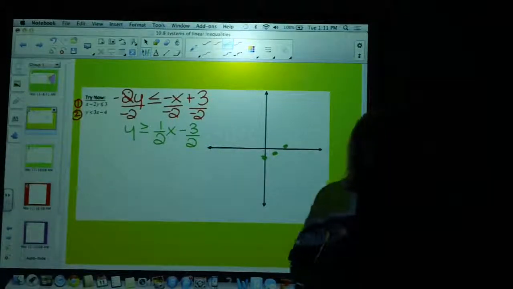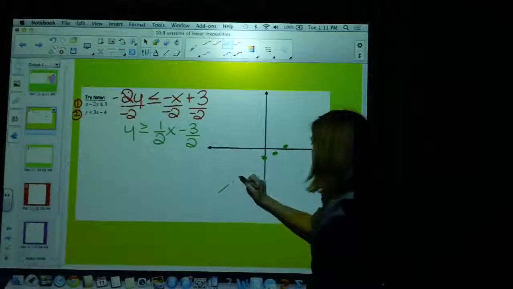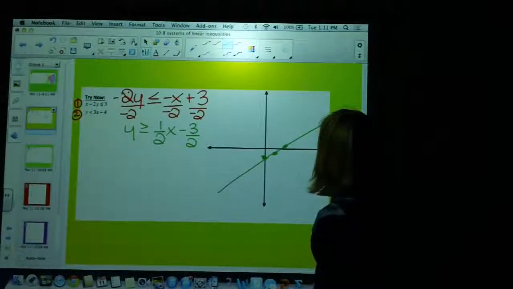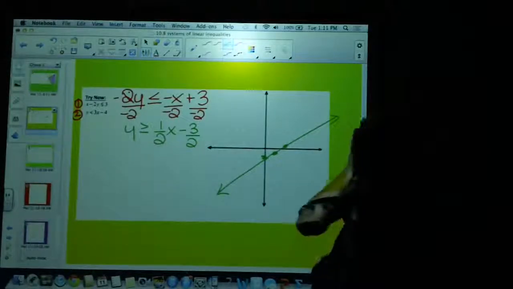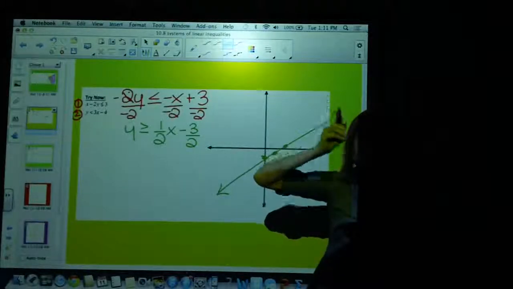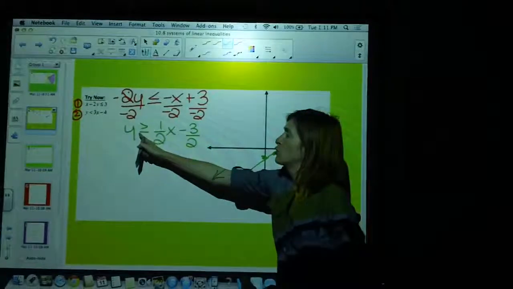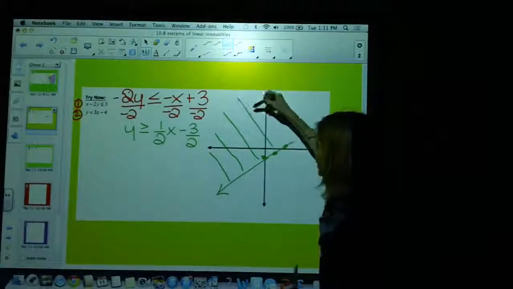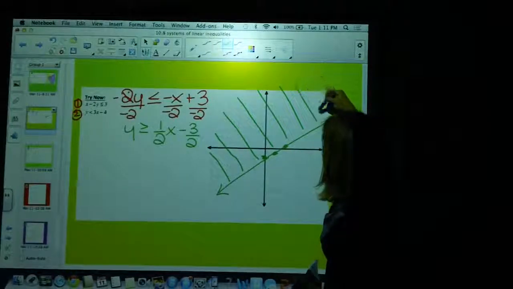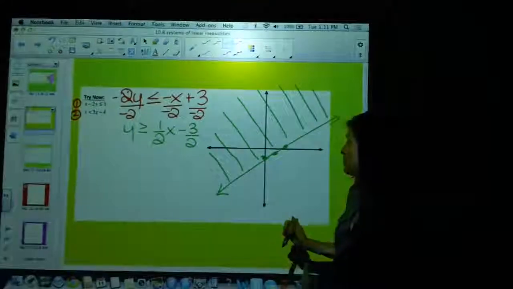My line is going to be solid because it's equal to. And this is what I do for the shading, guys. If I'm having trouble with all the shading, I sometimes will say, okay, y is greater than. I'll just put lines. I'm going to do it on this one so you can see it. So that means y is greater than.